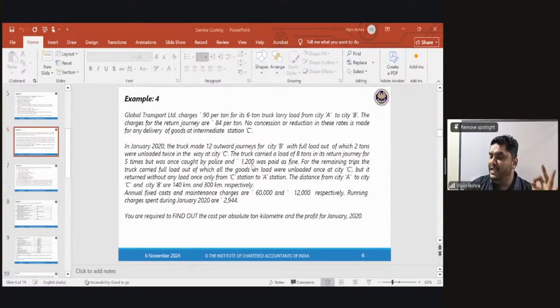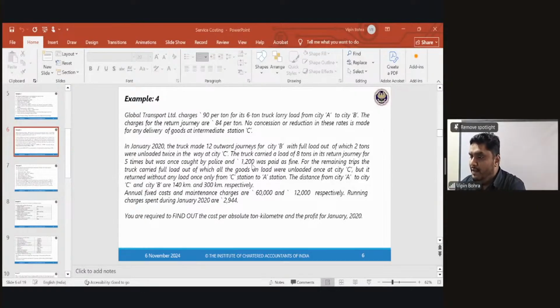In January 2020, the truck made 12 outward journeys to city B with full load, out of which 2 tons were unloaded twice on the way at city C. So the truck started with total 12 journeys with full load, meaning 72 tons. Of this, 2 tons were unloaded at intermediate station C, which means 4 tons in total were unloaded at city C. So the balance tons transported from C to B is how much? 72 minus 4, that is 68. I'm just explaining the question.